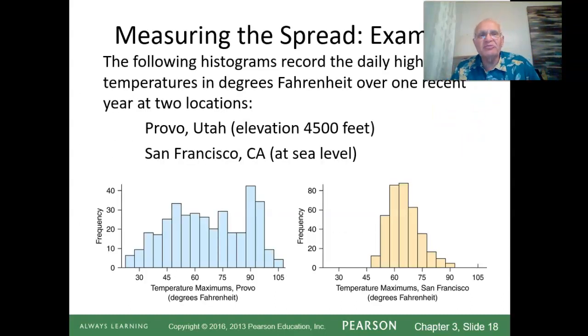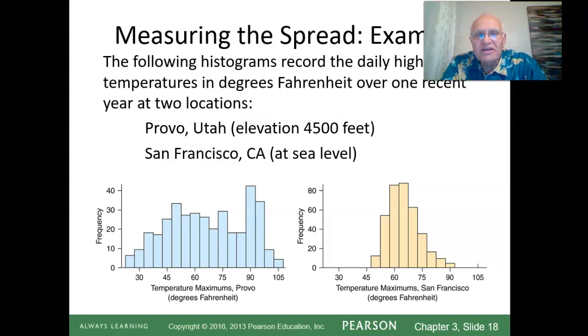Let's look at an example. This is the daily high temperatures in degrees Fahrenheit at two locations: Provo, Utah, where BYU Provo is located, and San Francisco, California. And those graphs are on the same scale. As you can see, Provo has a lot more extreme temperatures than San Francisco does. That's not surprising. The weather doesn't vary as much in San Francisco as it does in Provo.